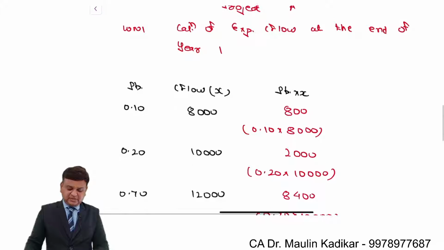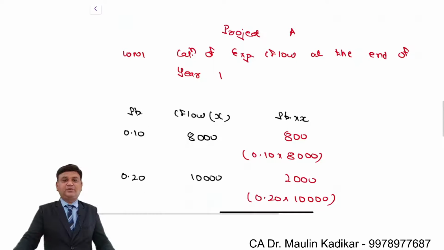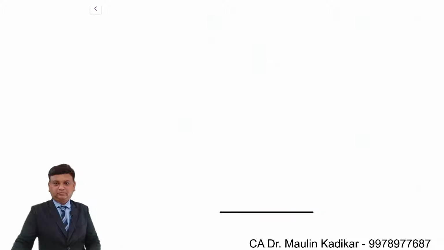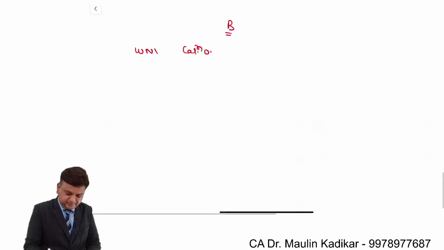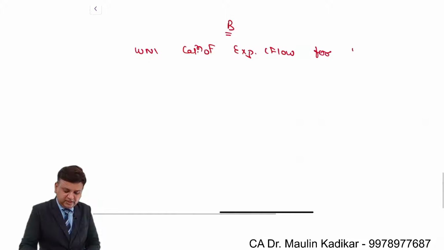Please write down the answer for project A and then try to do the answer for project B on your own. Now after completing the answer for A, we can do it for B. So for project B, it will be again working like this. Working note number 1, calculation of expected cash flow for year 1.